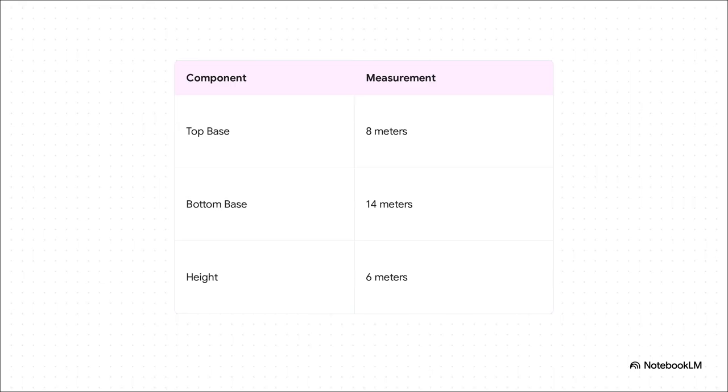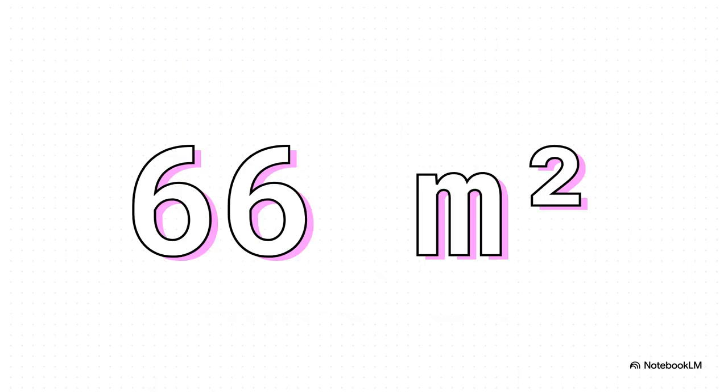First, add the bases. 8 plus 14 gives us 22. Next, multiply by the height. 22 times 6 is 132. And the last step is to take half of that. And that gives us 66 square meters. It's a really cool way to see the formula work in a real, tangible story. The area of Solomon's stage is 66 square meters.